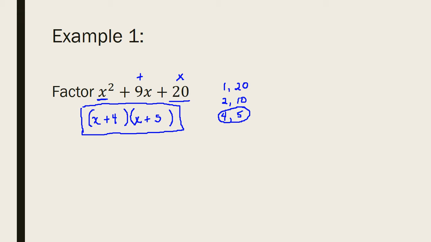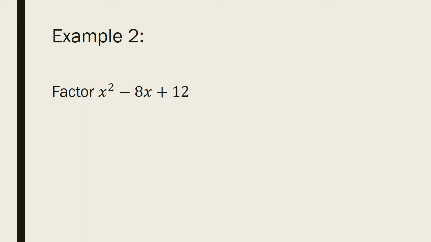Let's look at another example. Okay, so now our C term here is 12. But this time we want them to multiply to give us 12, but add to give us a negative 8. Okay, so let's first think of the factors of 12. We've got 1 and 12, 2 and 6, and 3 and 4.